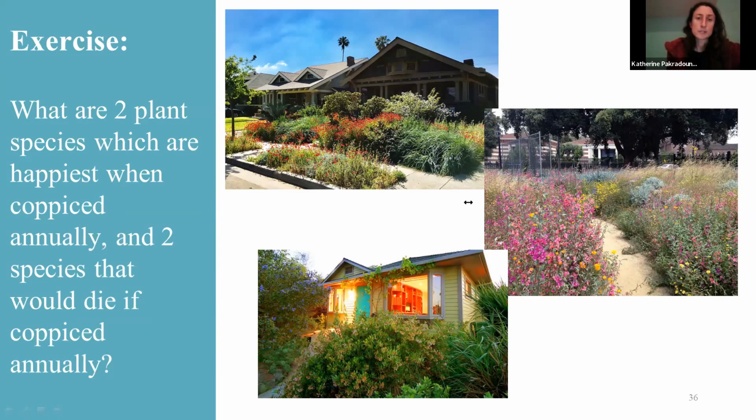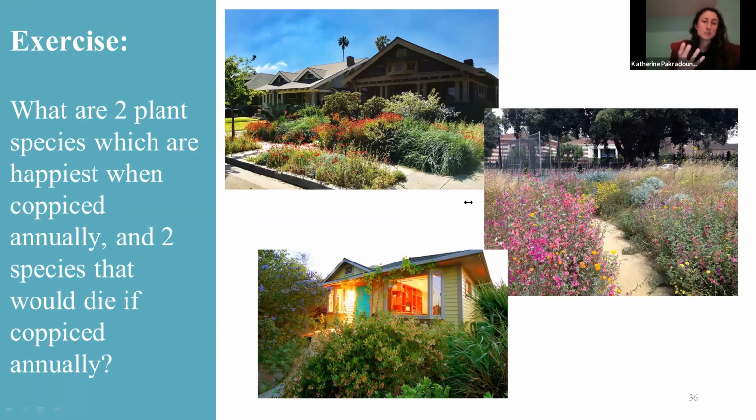Oh, Jack says Western ragweed, Ambrosia psilostachya, and Stipa pulchra, which is our state grass, purple needlegrass. They can be happily coppiced annually, and yes, that is absolutely true. Woolly blue curls and hollyleaf redberry would hate it. And that's very, yes, that is correct.